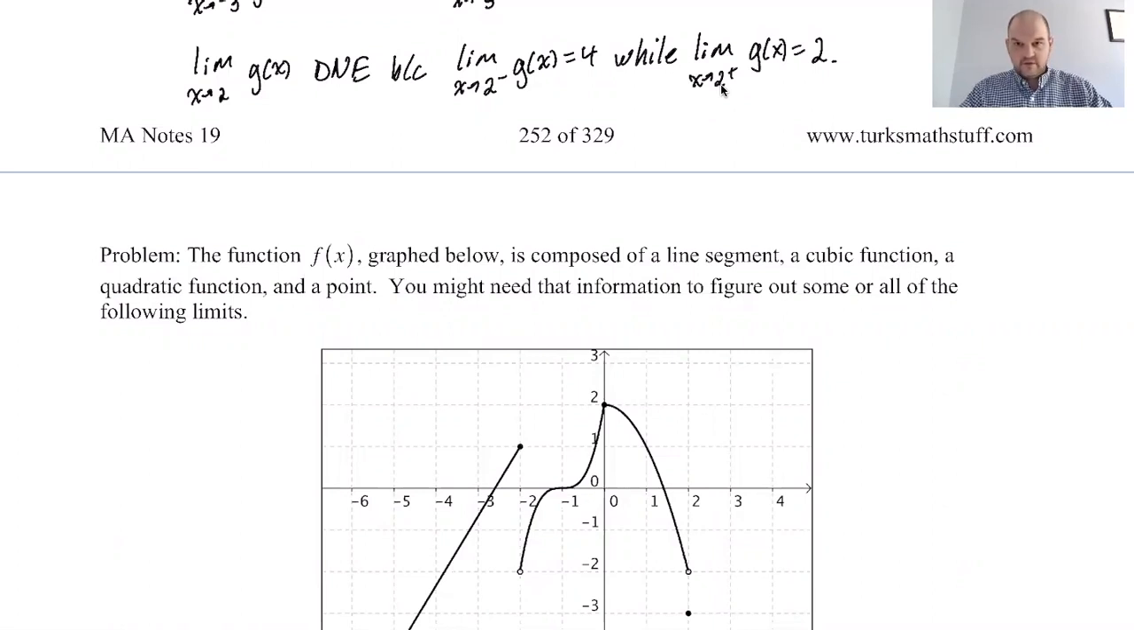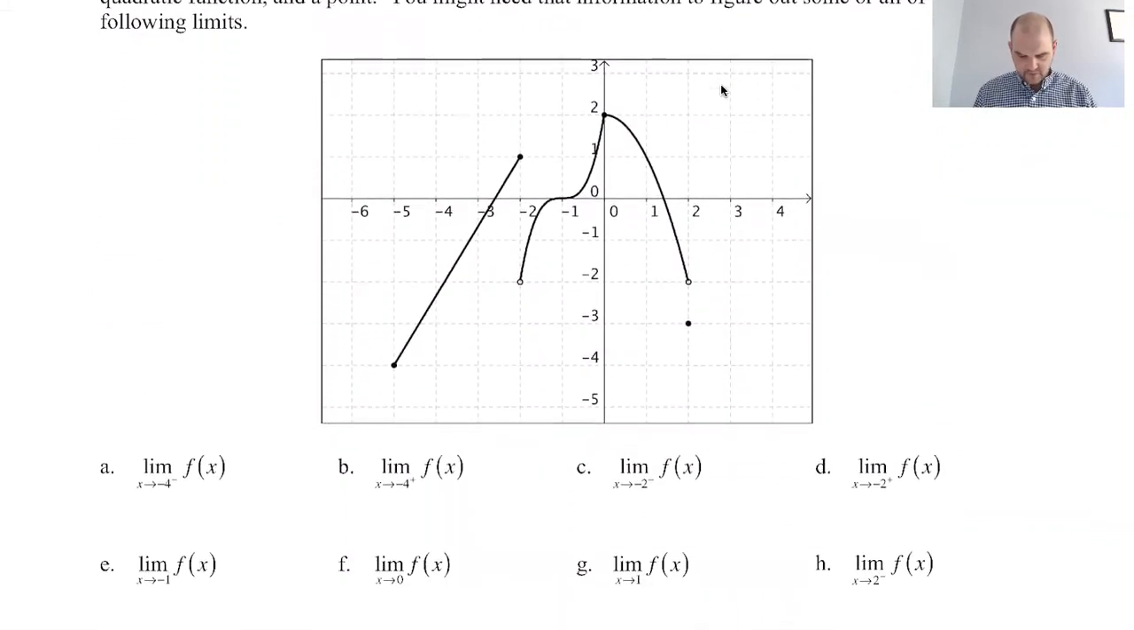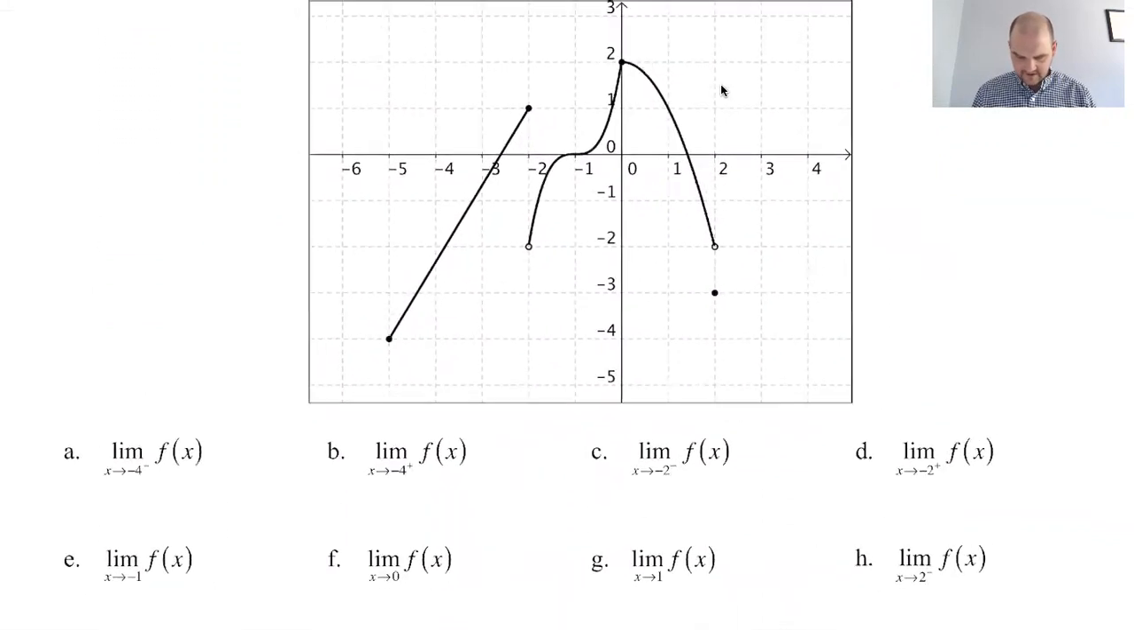Function graph. What am I doing? Oh, the function f graph below is composed of a line segment, a cubic function, a quadratic function, and a point. You might need that information to figure out some or all of the following limits. I kind of hope we don't, but let's find out. All right, so we're getting really good at this, I think.